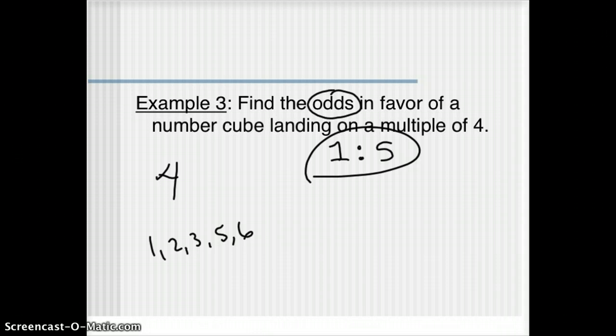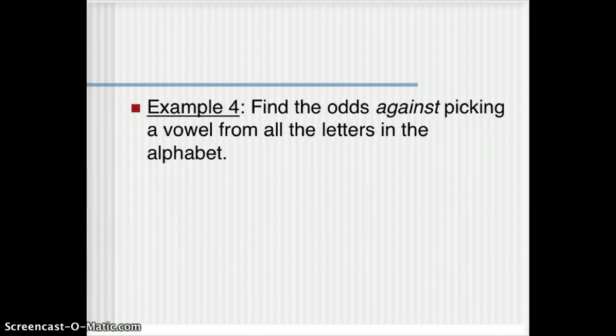Okay, sometimes we also look at odds against. I'm going to ask you for the odds against picking a vowel from all the letters in the alphabet. So this time I'm just going to have you consider A, E, I, O, and U are vowels. We'll consider a Y a consonant this time.